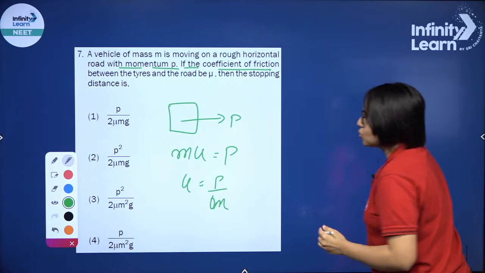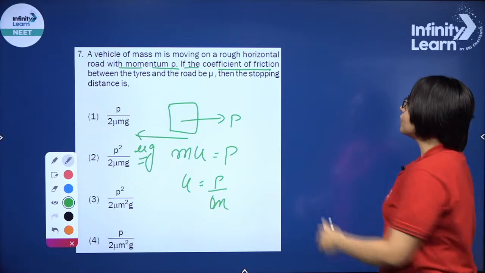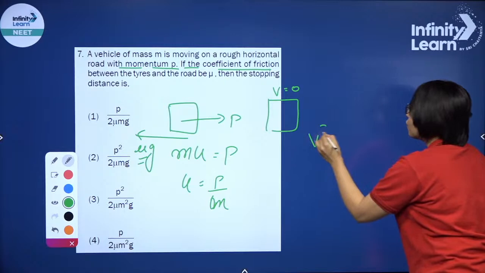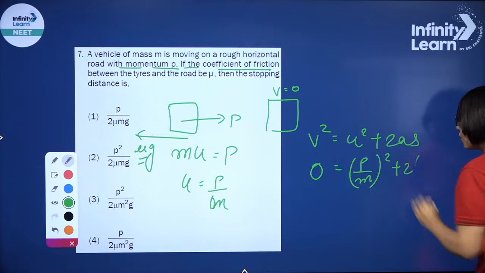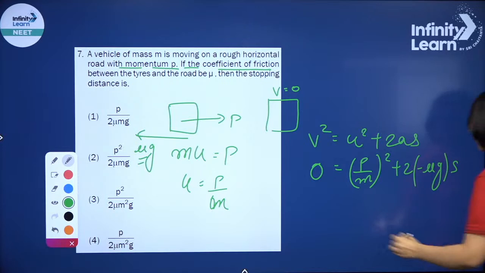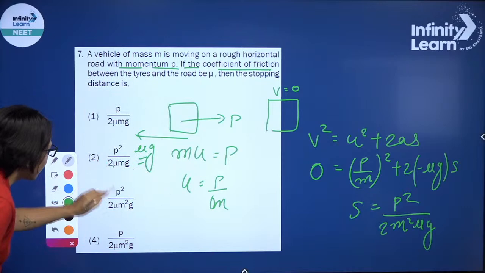Mu into g. Okay, and stopping distance pucha hai, that means final velocity should be 0. V is equal to 0 aa gaya. Fine, to yahan se lagao, V square is equal to U square plus 2AS. V square 0, U square aapka aa gaya, P upon M ka whole square plus 2, A is minus mu g because it is retarding, into S. Fine, to S will be P square upon 2m square into mu g. Correct answer aapka aa jayega option 3.